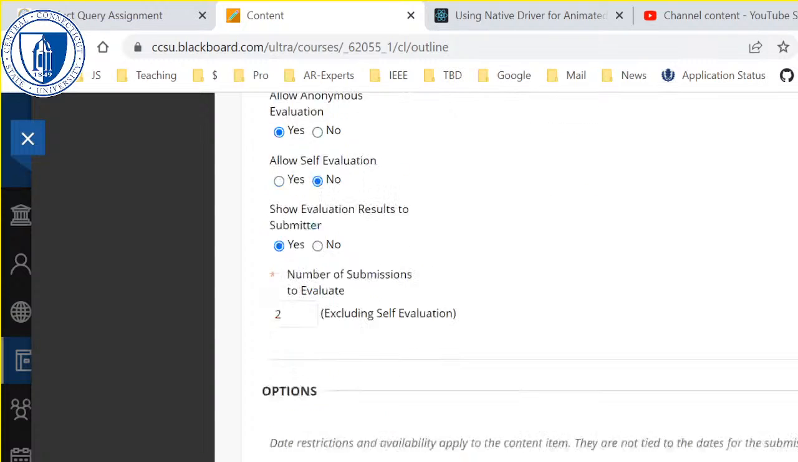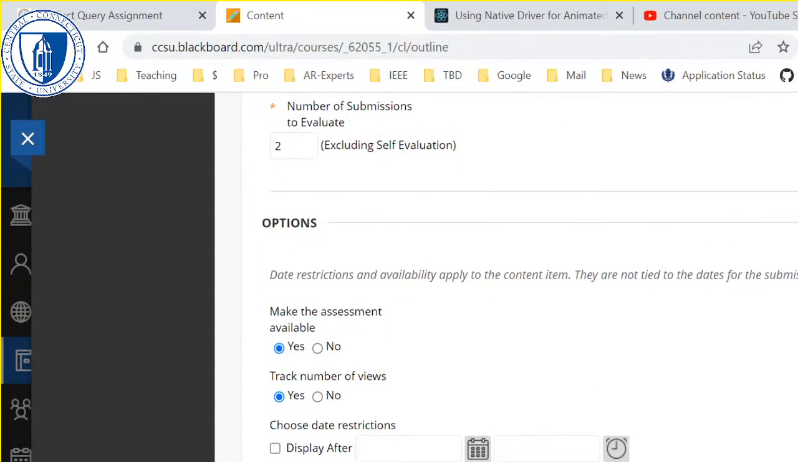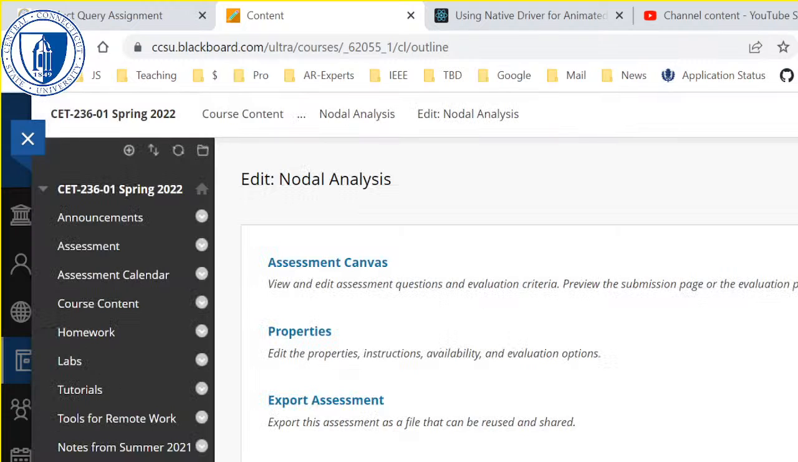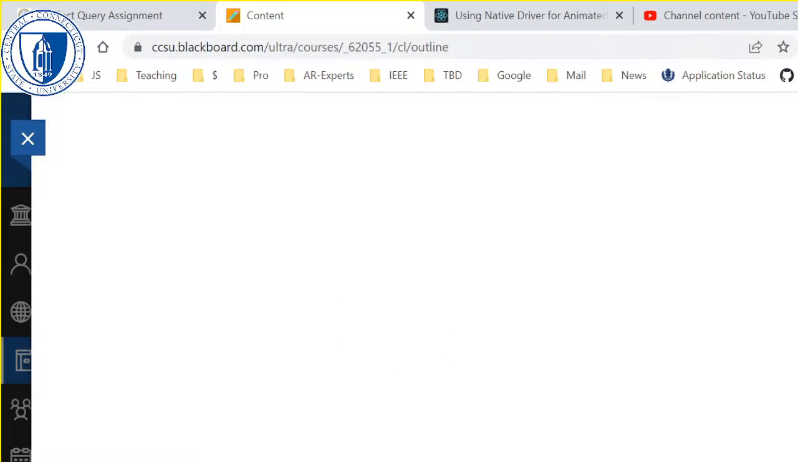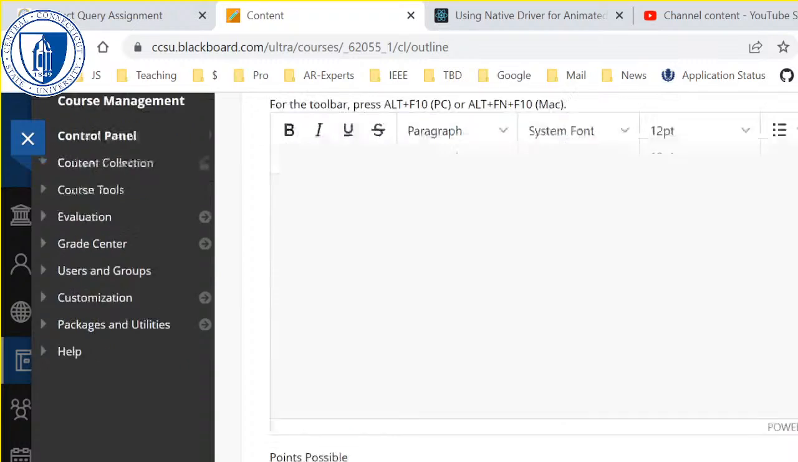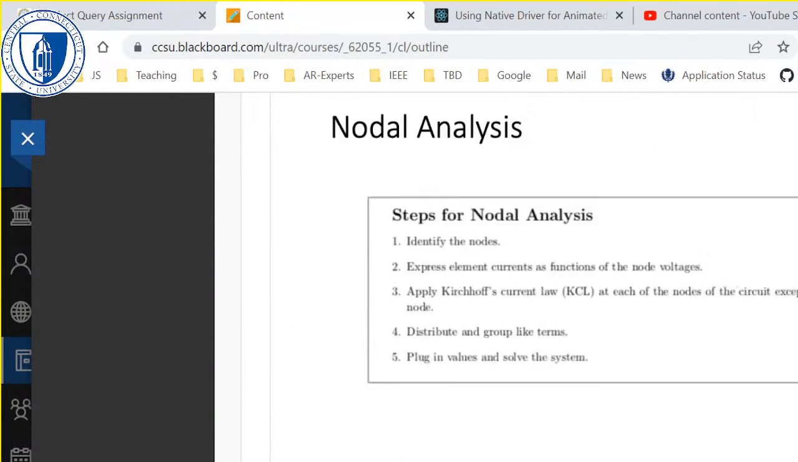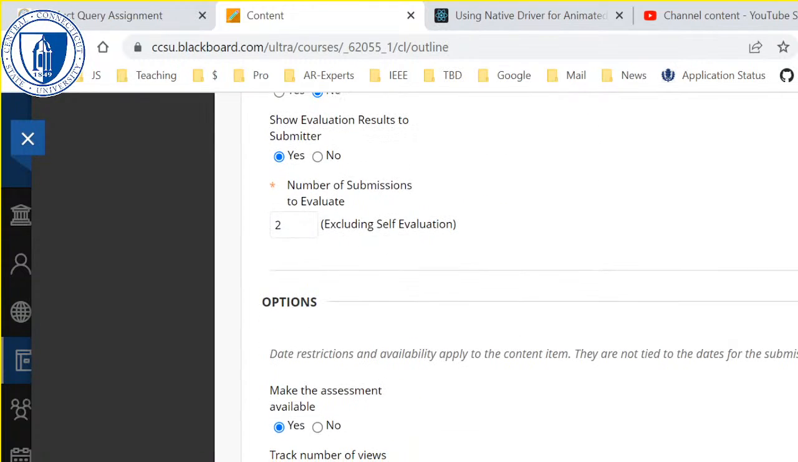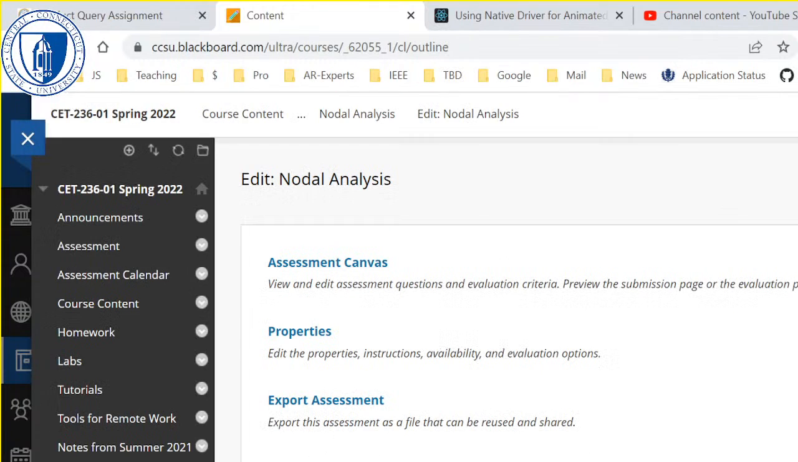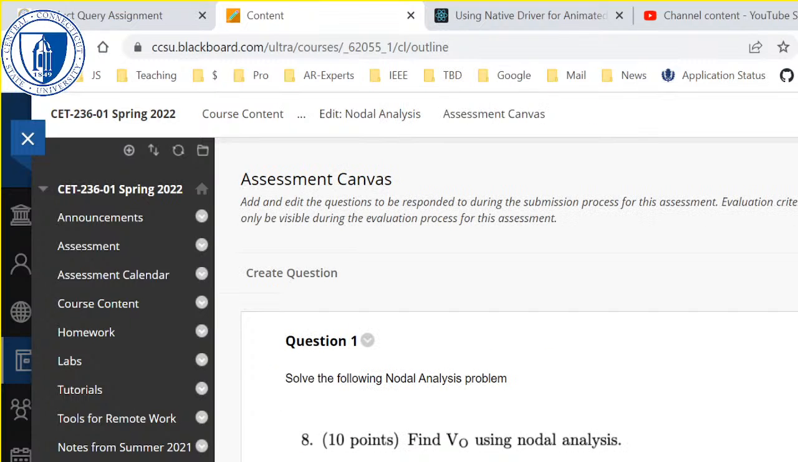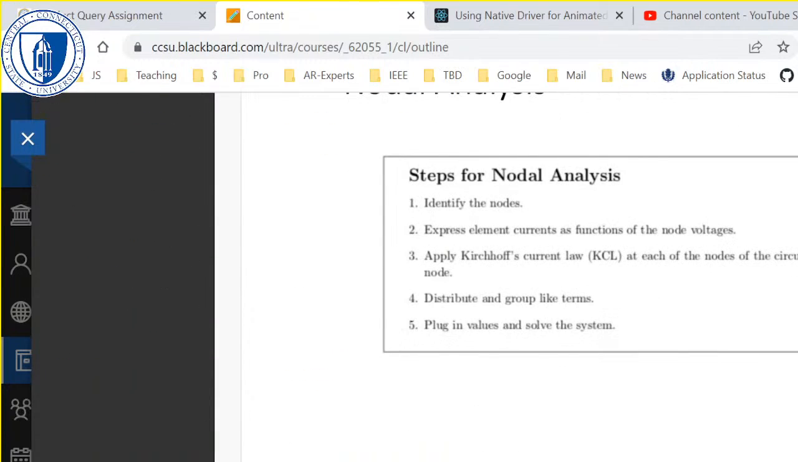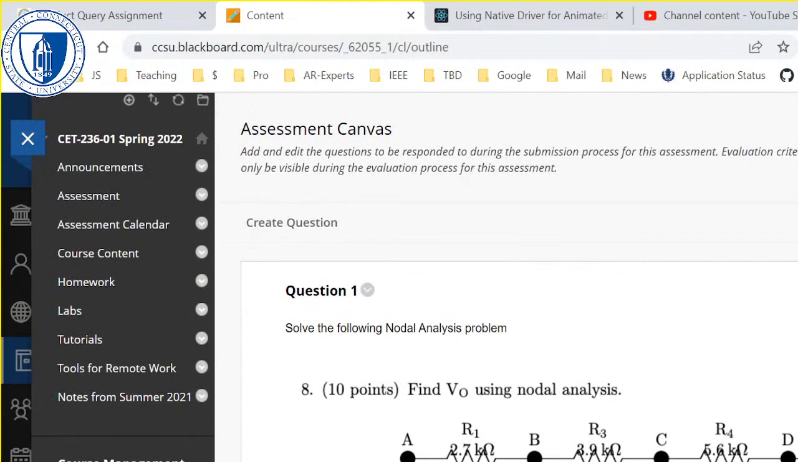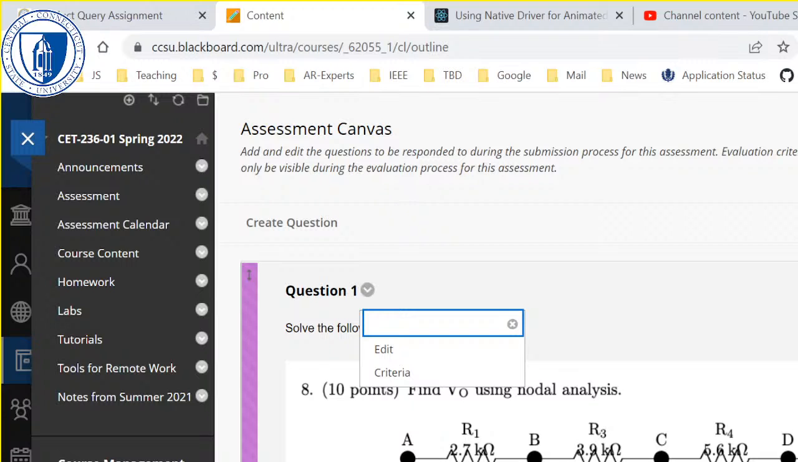And I think I can remember where I... Is it properties? I think I've forgotten where it gets set up. No, that's the assessment canvas. Is it there? Criteria, there we go.